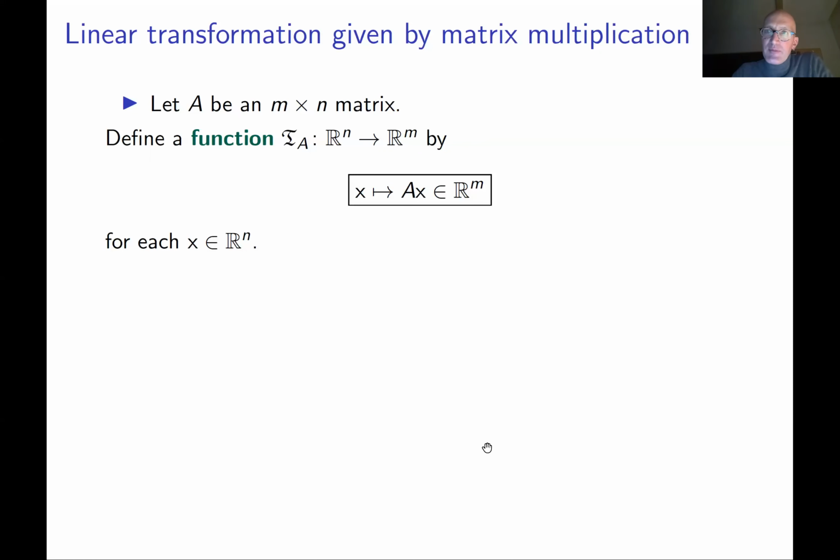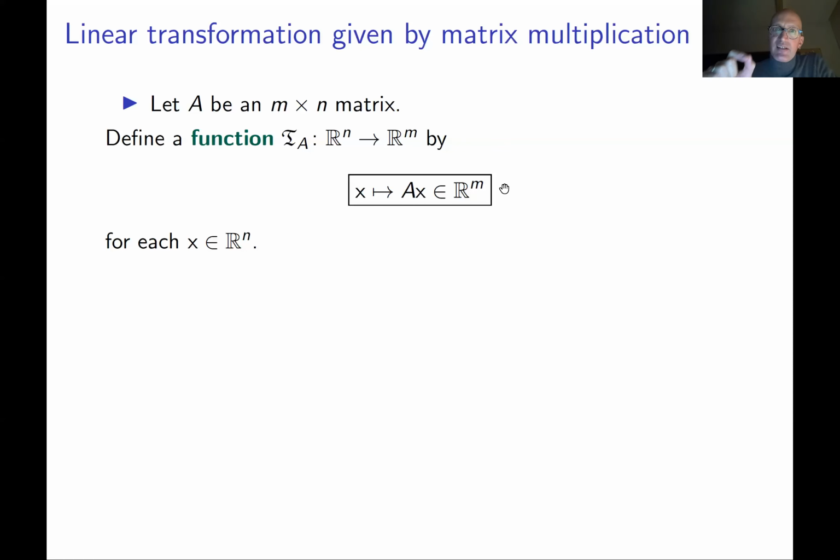We fix an m times n matrix A, and we define a function denoted by this funny looking symbol. This is Gothic T subscript A. So this function depends on matrix A, so I put it as a subscript. We define this function Gothic T_A from n-dimensional space to m-dimensional space by this formula. Basically, this is just multiplication by the matrix A.